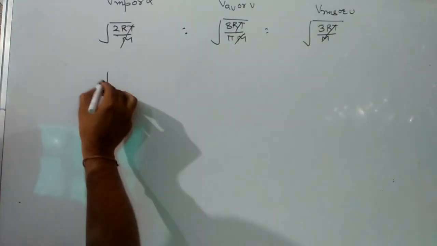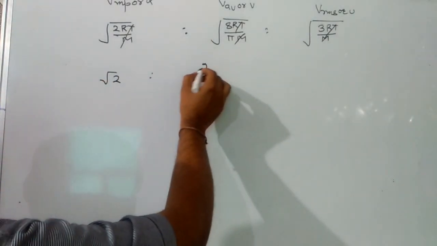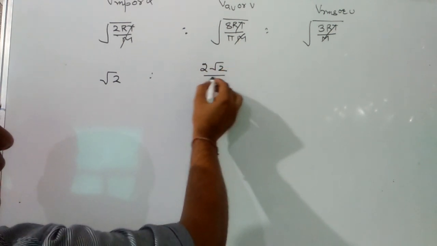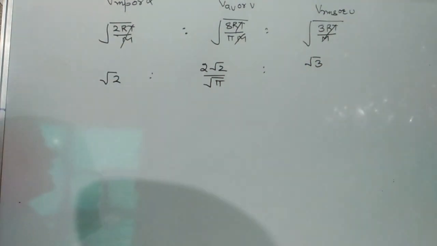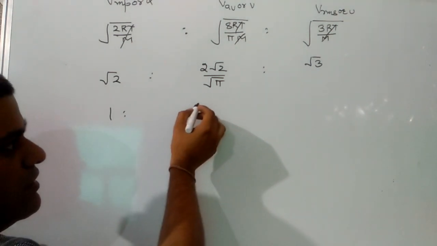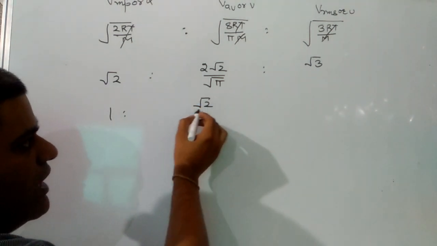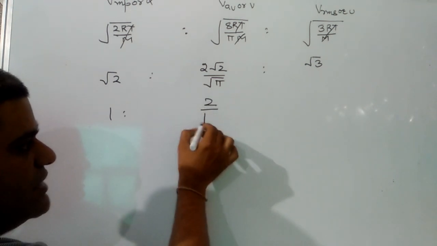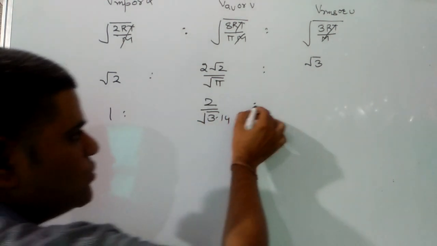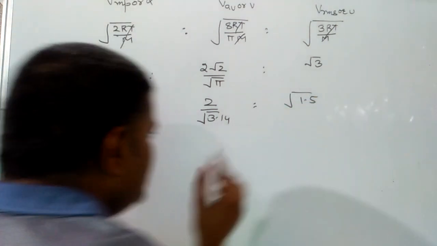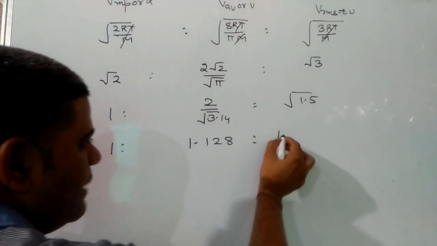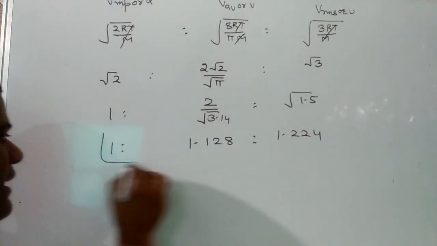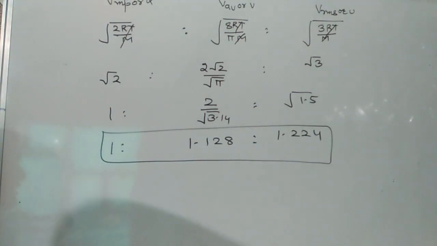We will get root 2 each to 2 root 2 over root pi each to root 3. Now we can divide all by root 2, then we will get 1 each to root 2 over 2 over root pi, means root 3.14, each to root of 1.5, and these values come out to be 1 each to 1.128 each to 1.224. This is the ratio of all three kinds of velocities.